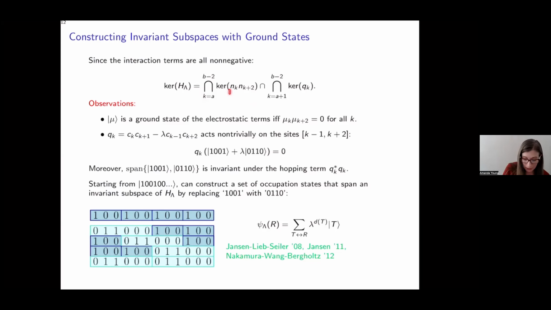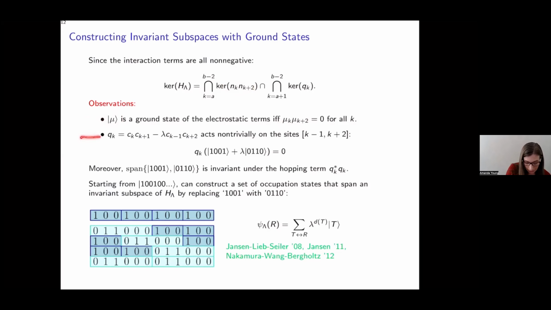Now, the electrostatic term penalizes having two particles occupy next nearest neighbor sites. So in fact, it's very easy to see that the configuration states are an orthonormal basis of eigenstates for the electrostatic terms. And the configuration states are ground states if and only if the filling at any pair of next nearest neighbor sites is at most one.